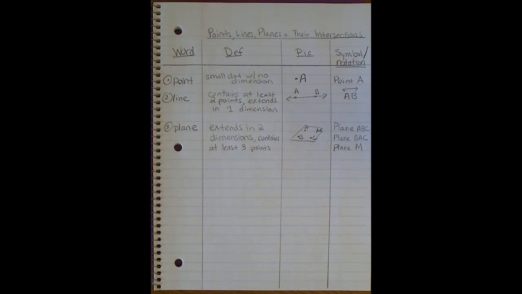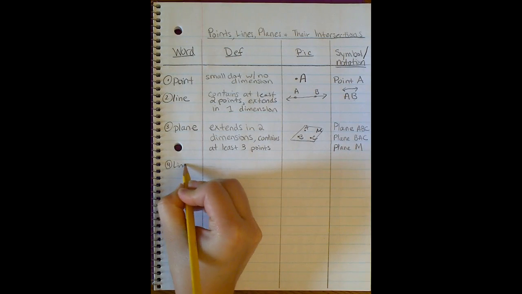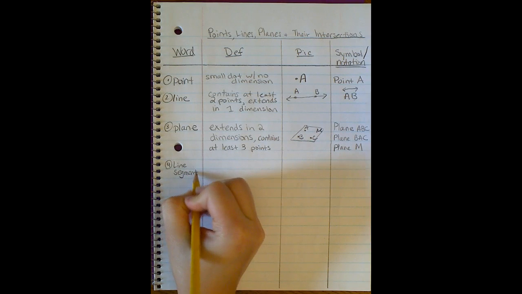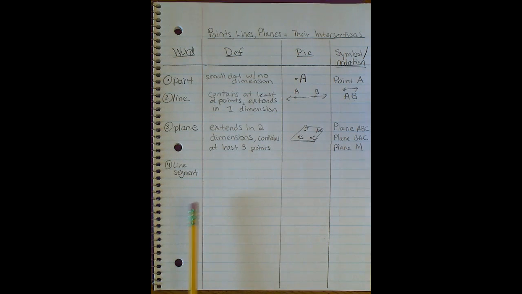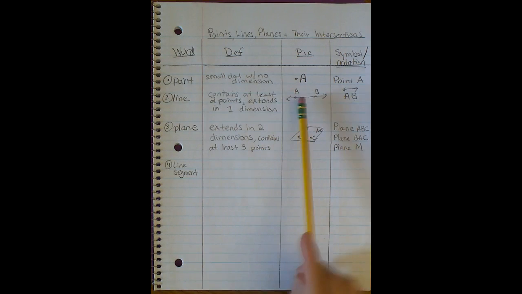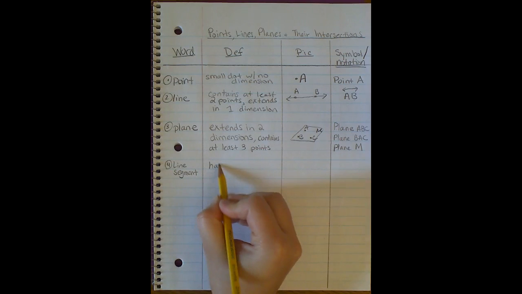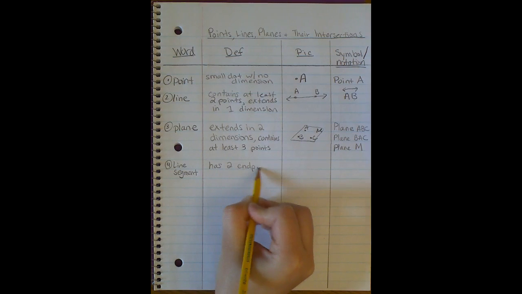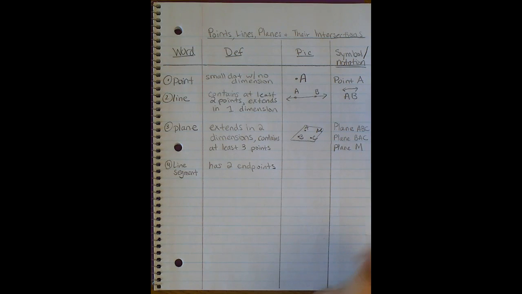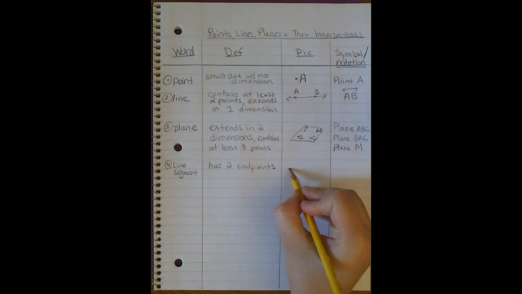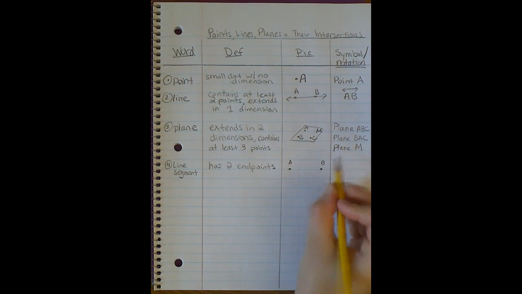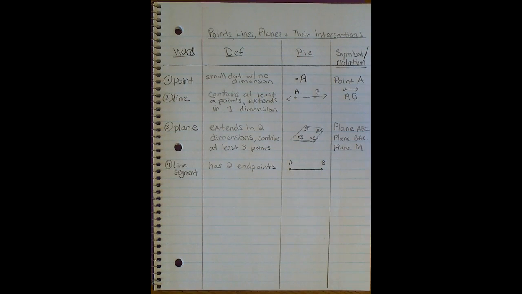Our fourth vocabulary word is line segment. Really similar to the word line, but whereas a line extends in both directions forever, it never stops, a line segment has two endpoints. So it's going to look very similar to this diagram, but it will not have arrows extending beyond those points. It will simply just look like this with endpoints, and it stops.